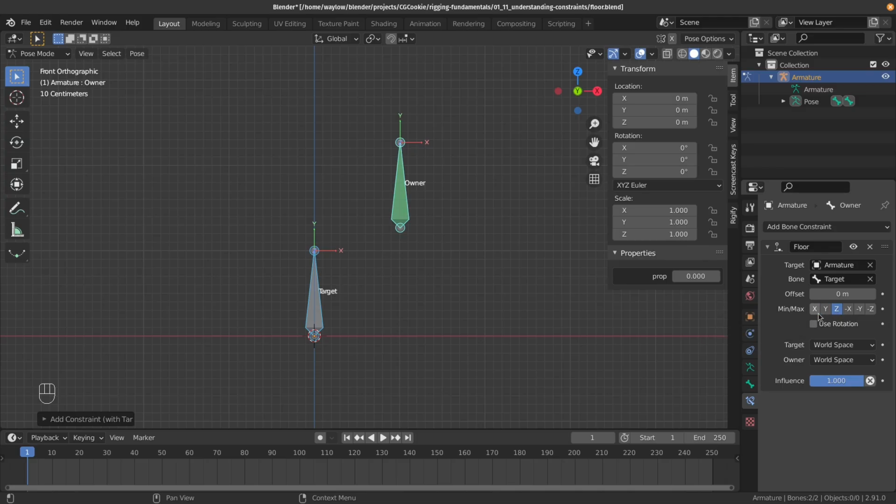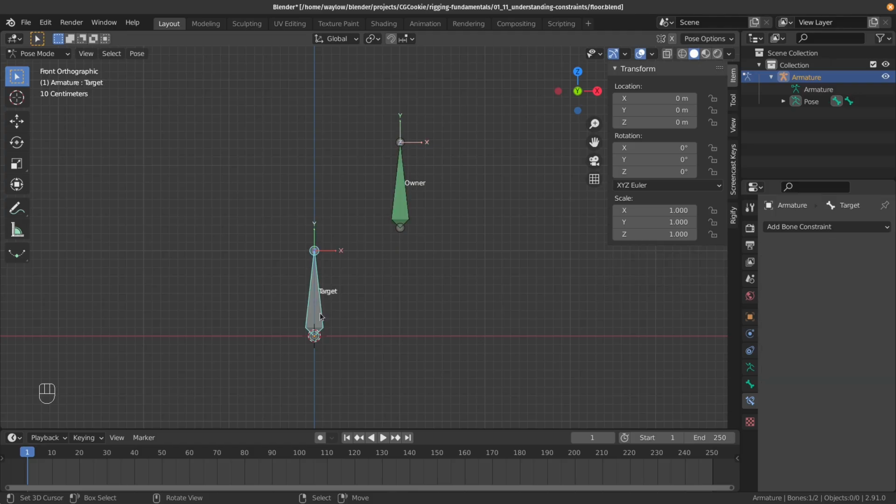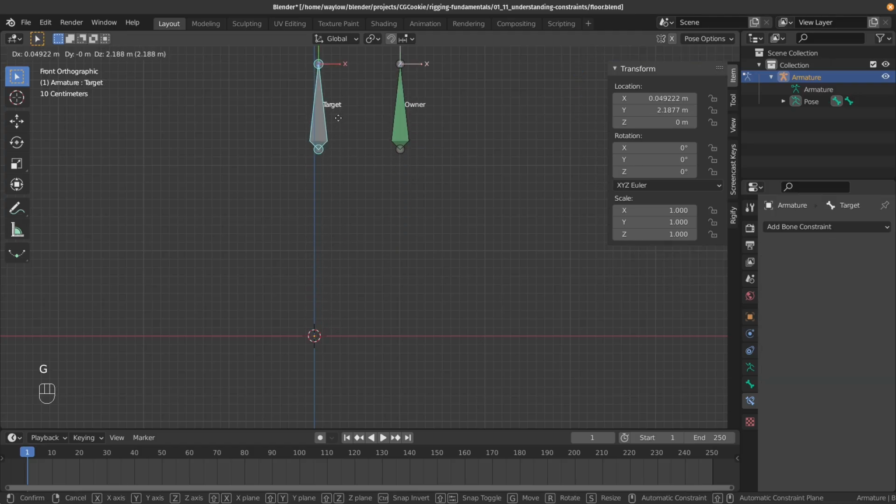Well, these here are the positive axes, so that is positive X, positive Y, positive Z, and these ones are the negative version, negative X, negative Y, negative Z. And this constraint will say the owner bone can only stay within whatever axis this is. So this would be positive Z, so it can't go past the head of the bone here. It can only stay in the positive Z.